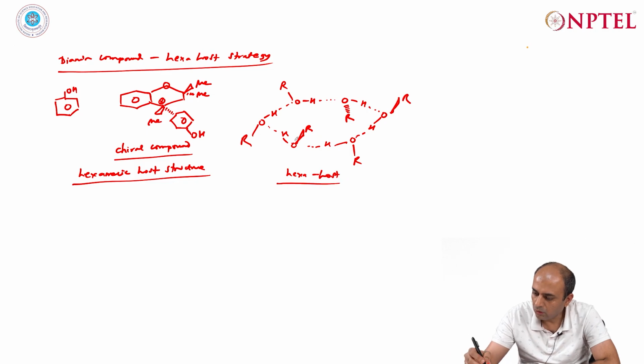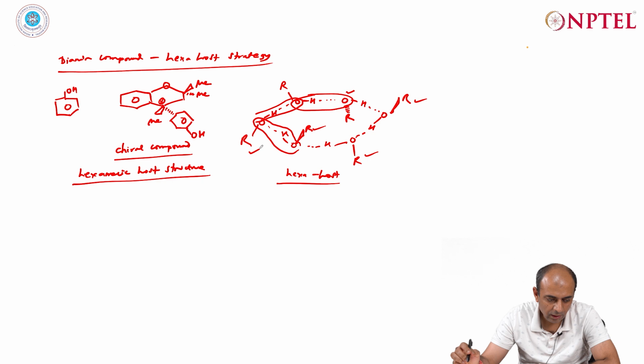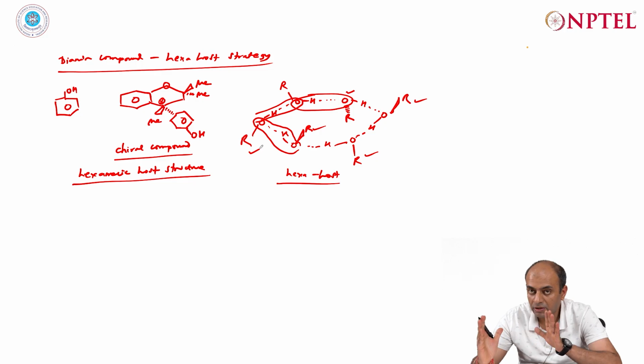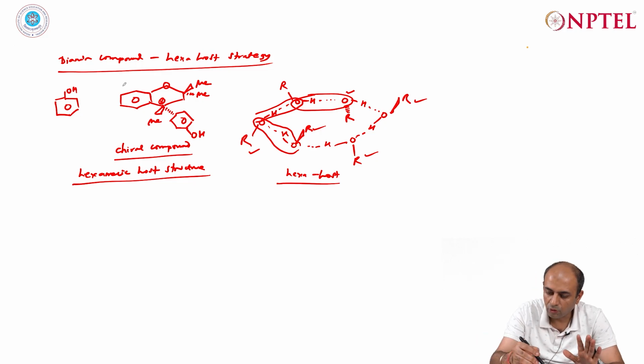You can see the O-H-O hydrogen bonding, and the R groups are anti to each other. So if the first R is top, the next one is bottom, then top, then bottom, top, and then bottom. So we have this up and down arrangement of the R groups such that it minimizes the sterics, because this is the R group here.